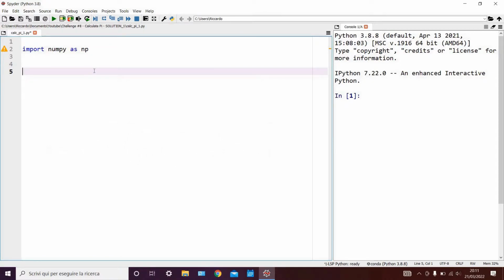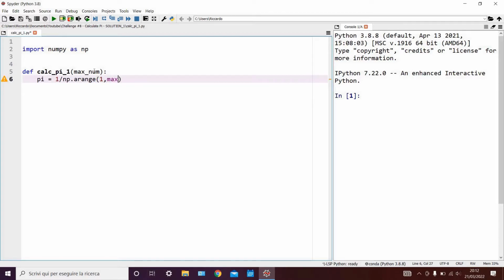So as you can see in our code, we've already imported numpy. So now we can write def calc_pi_1 for our first solution. Then we can say max_num as a variable. And now let's go through the steps we described earlier. So first we can say pi equals 1 over numpy.arange(1, max_num + 1).